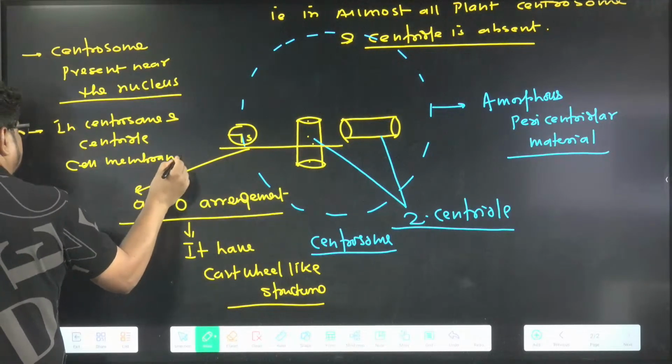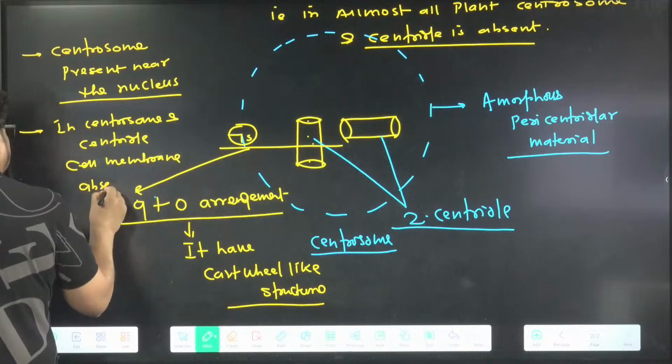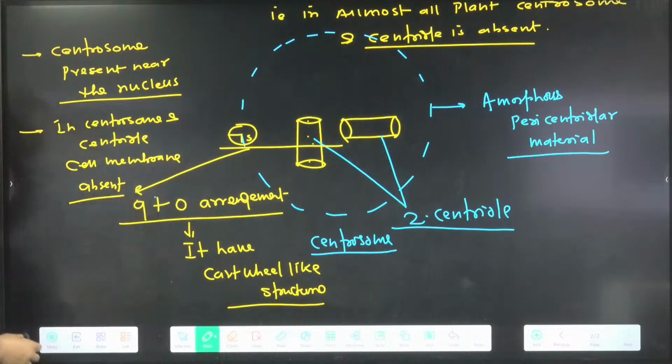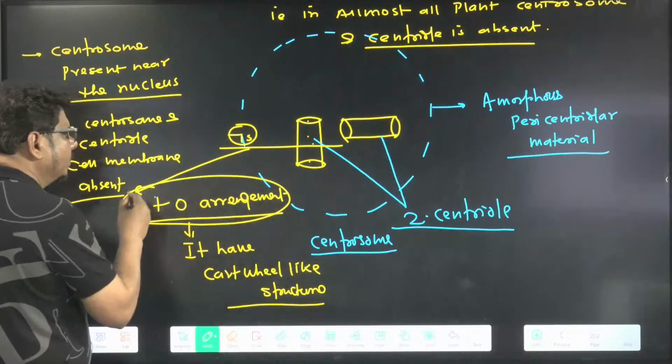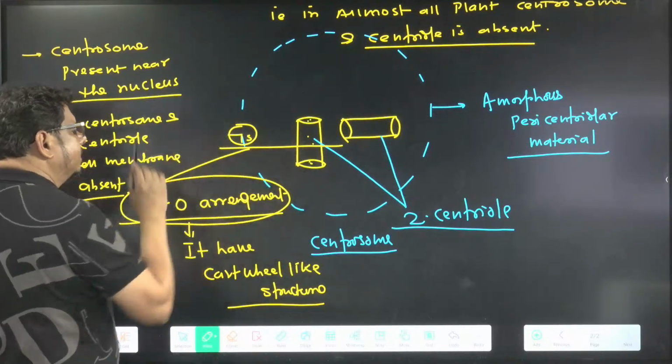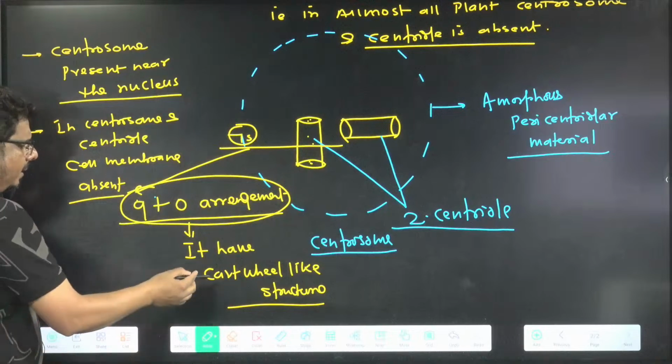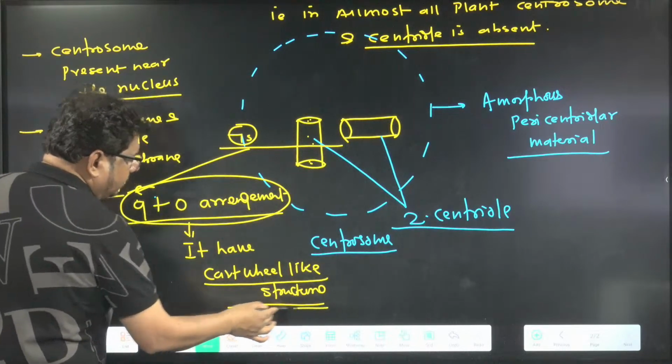Cell membrane absent. Are you getting the idea or not? Clear in the mind? So now we are going to talk about the 9 plus 0 arrangement of the centriole, its ultrastructure under the electron microscope, and it is a cartwheel-like structure.